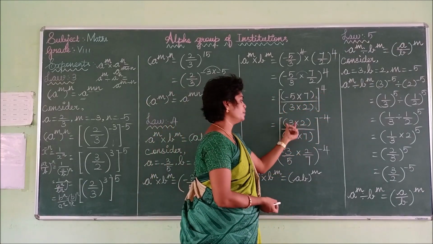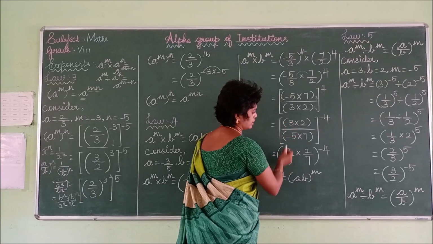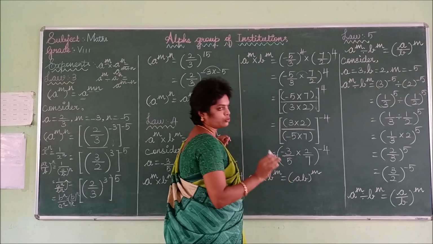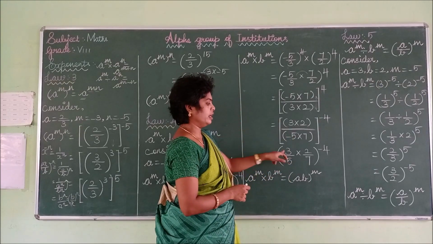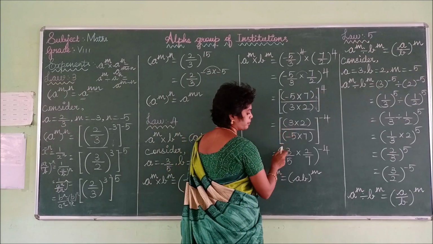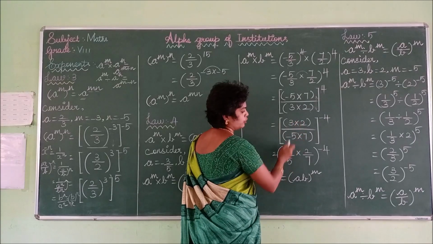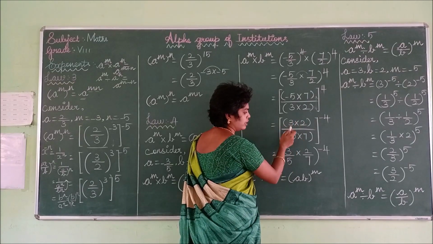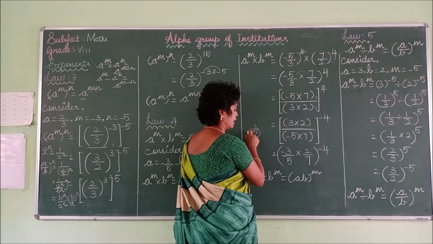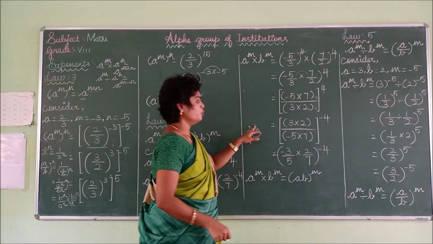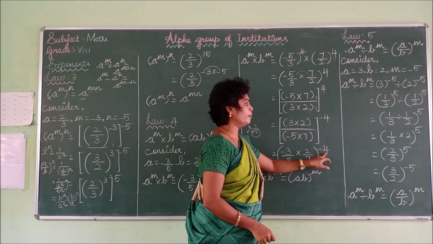Then listen, I am splitting and writing. 3 divided by -5 will be written as: the denominator cannot be negative, so you have to take the negative value from the denominator and write it in the numerator. So -3 by 5 into 2 by 7. Split and write the numerator and denominator. 3 divided by minus 5 will be there. The denominator must not be negative, so we are taking that into the numerator. Minus 3 by 5 into 2 by 7, whole power minus 4.